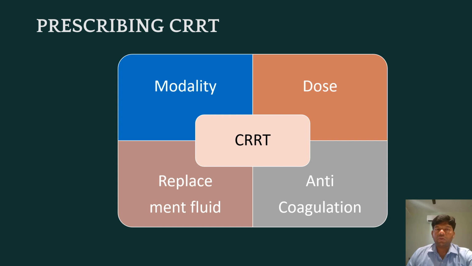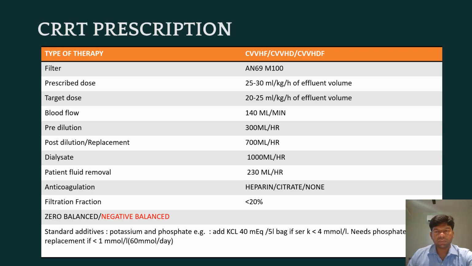Then how to prescribe. So decide the modality, which modality you want, as I have already discussed. What will be the effluent dose, anticoagulation you require or not. If required, then systemic or regional, and replacement. This is the typical CRRT prescription.